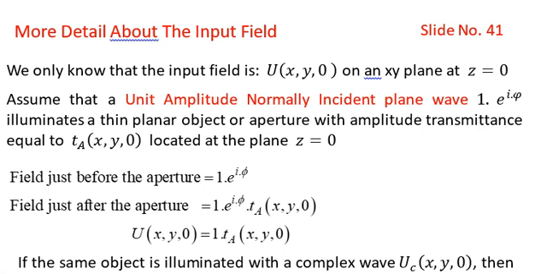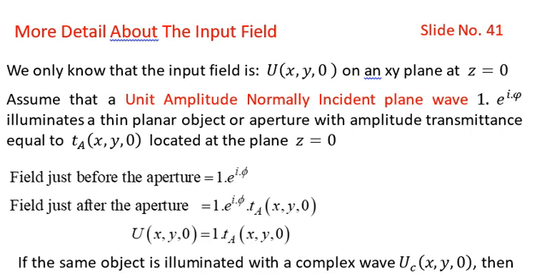Now more detail about the input field. We only know that the input field is u of x comma y comma 0 on the xy plane at z is equal to 0. Assume that a unit amplitude normally incident plane wave, 1 times e to the power iota phi, where 1 is the unit amplitude of the normally incident plane wave and e to the power iota phi is the phase value of that plane wave, illuminates a thin planar object or aperture with amplitude transmittance equal to Ta of x comma y comma 0 located at the z is equal to 0 plane.